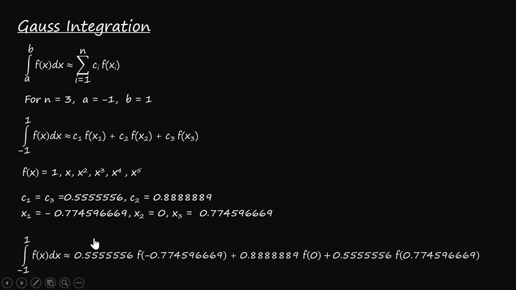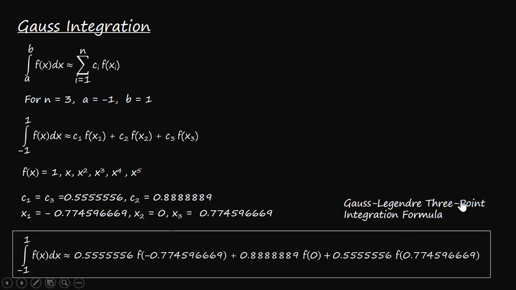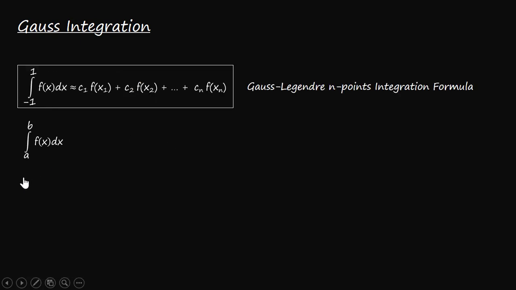And this formula is known as Gauss-Legendre 3-point integration formula. Similarly, we can also derive the 4-point Gauss-Legendre integration formula. In general, if we want to evaluate the integral of the function f of x from a to b, we will first convert that limit of integration from a to b to -1 to 1.